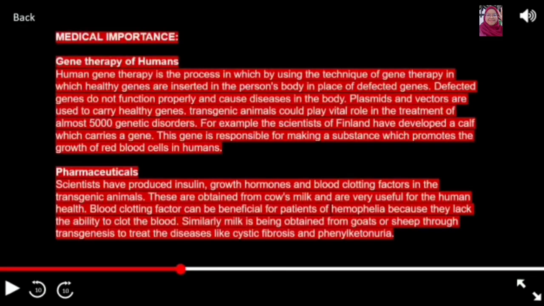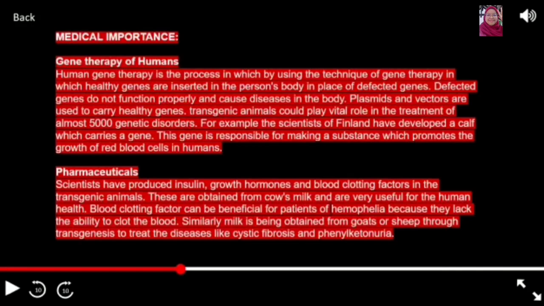Transgenic animals could play a vital role in the treatment of almost 5,000 genetic disorders. For example, scientists in Finland have developed a calf which carries a gene. This gene is responsible for making a substance which promotes the growth of red blood cells in humans.